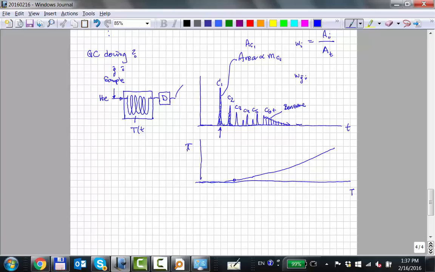And that's because the temperature that's increasing basically vaporizes and detaches the compound that was stuck to the material, and it flows together with the helium out. That's what happens.